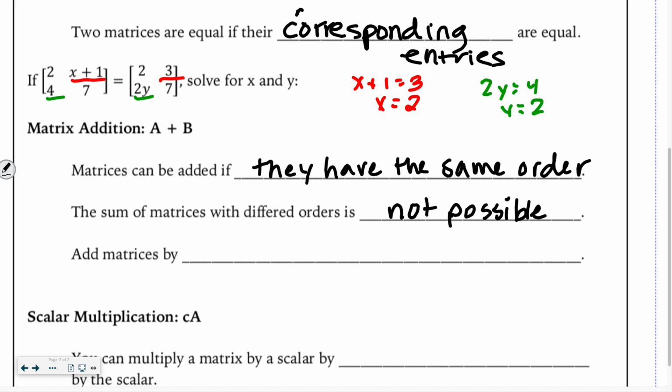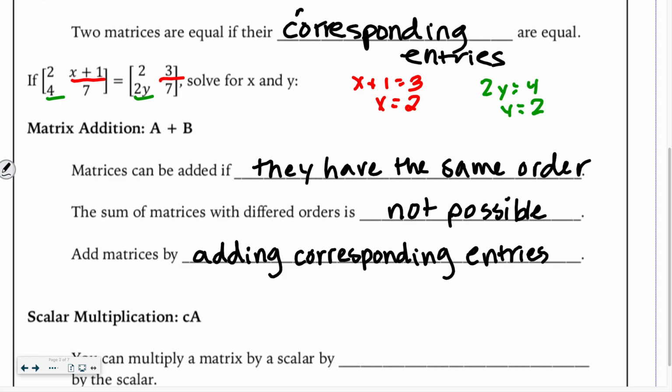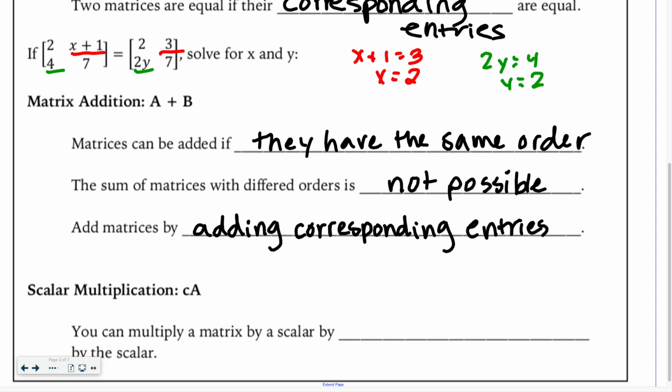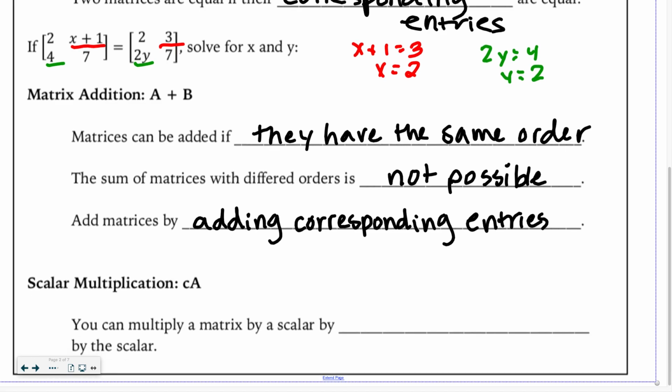And the reason why that's not possible is we add matrices by adding corresponding entries. Remember we talked about corresponding entries up there with matrix equality. So that would mean they have to be the same order so that every entry in one matrix has something to add or subtract with in the other matrix. If they don't have the same order, some entries won't have anything to do, and that's not possible.